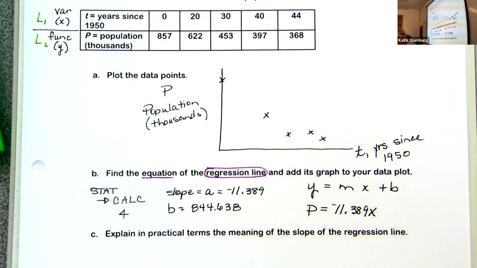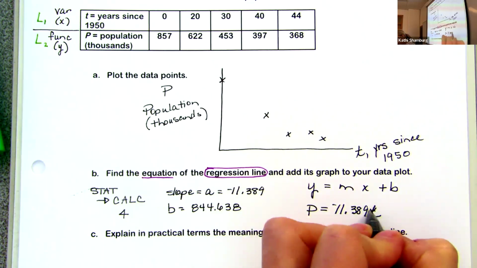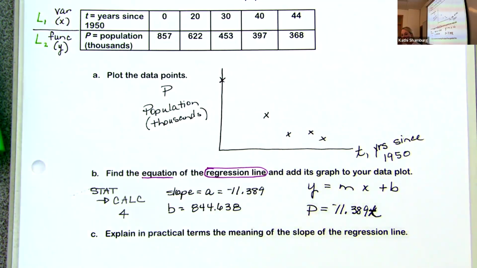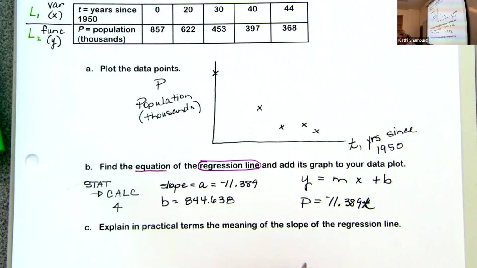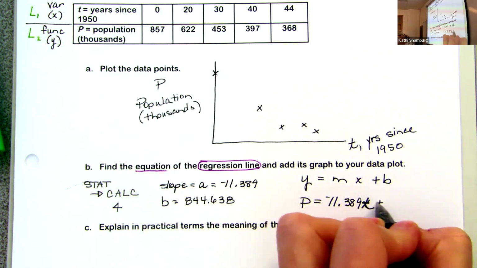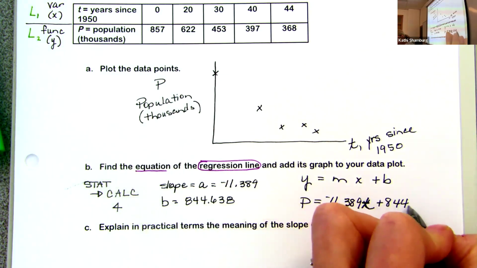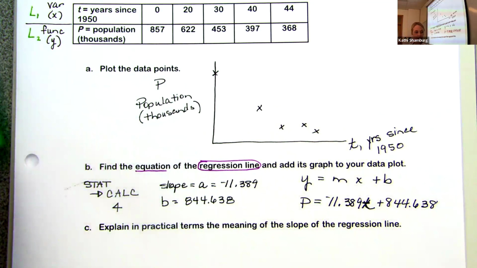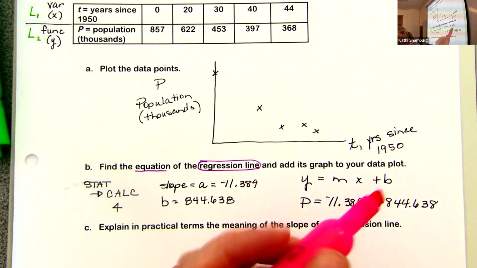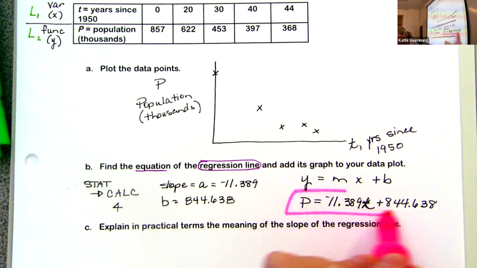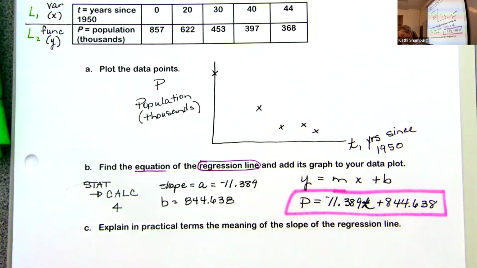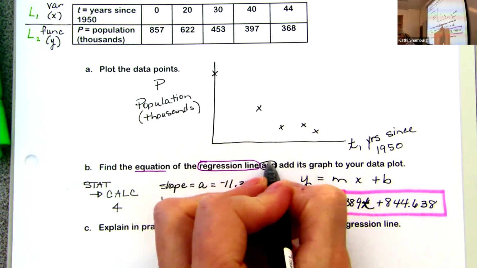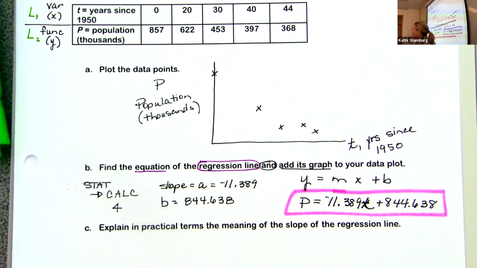And then, whoops, not x. What am I going to use? T. I can make that x a t for time since 1950. And then my initial value is positive, so plus 844.638. Now, in my last class at 9:30, I neglected to do this. I'm not going to neglect to do it in here. I did not notice that it said and add the graph.